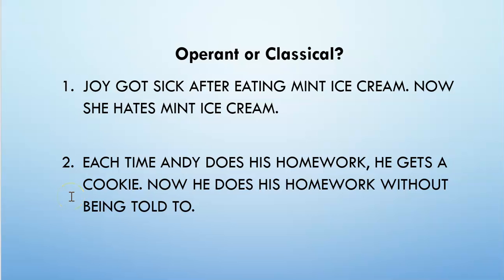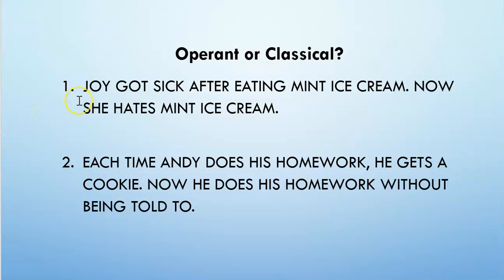Number 2 is: each time Andy does his homework, he gets a cookie. Now he does his homework without being told to. Is that one operant or classical? Again, for each of these, think about whether the behavior is being controlled by something that happened before the response or after the response.